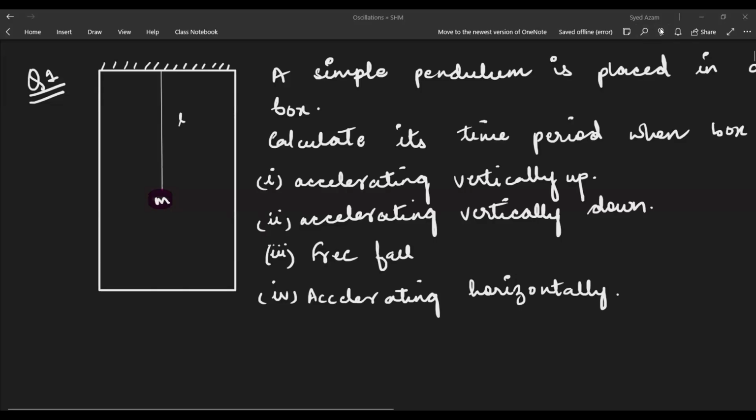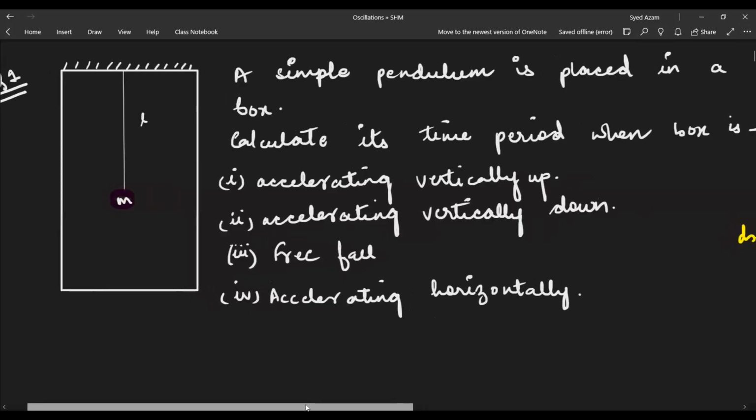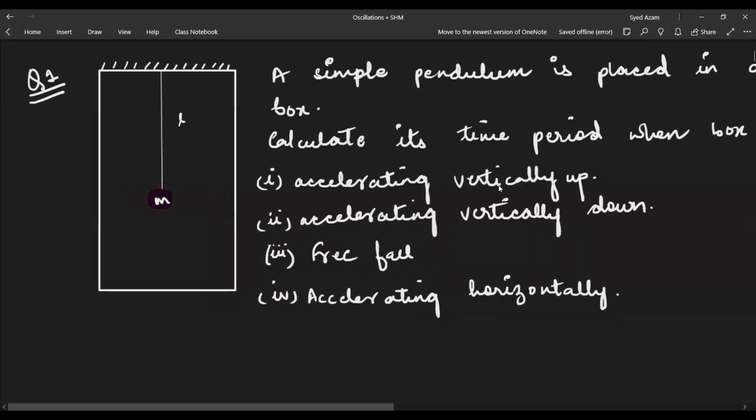It is saying a simple pendulum is placed in a box, and it asks to calculate the time period when the lift is accelerating up. For the first part, the lift is accelerating vertically up, which means the lift's acceleration is up. But acceleration due to gravity will always be acting downwards. Here the bob is attached and this is the length of the pendulum. So acceleration due to gravity is acting downwards, and the acceleration of the body, that is the lift, is upwards. Both are in opposite directions.